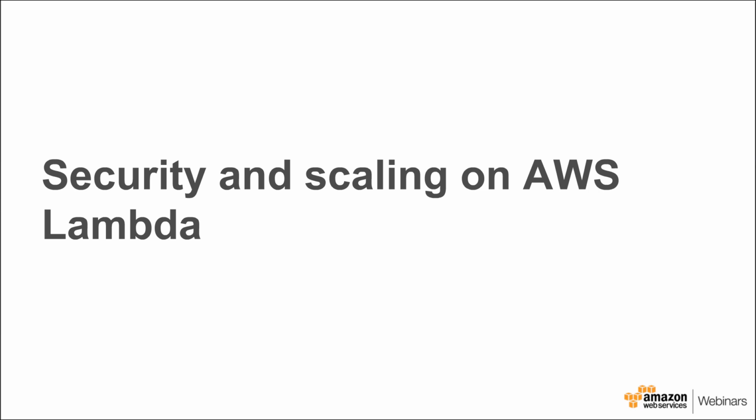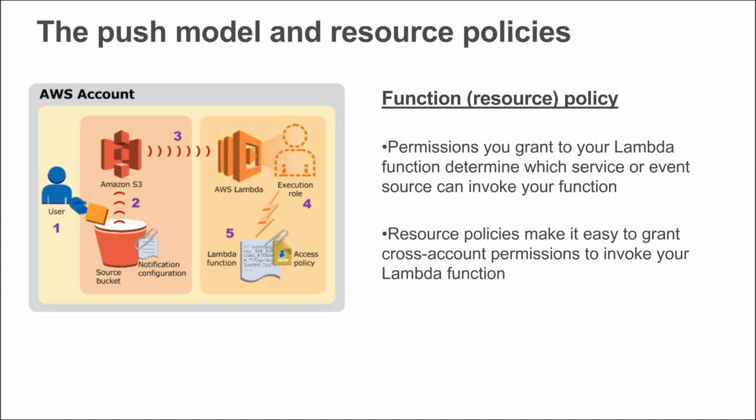So then let's talk about security and scaling. In terms of how the Lambda function executes and what resources or permissions you have to provide, you have to think of the two different models for how Lambda functions are invoked. For most of the synchronous and asynchronous calls, Lambda functions use this push model where the upstream service is actually invoking the Lambda function. So in this case, you can use a resource policy where you grant permissions to your Lambda function which determine which service or event source can invoke your function.